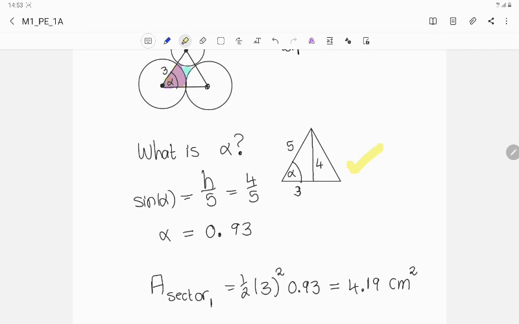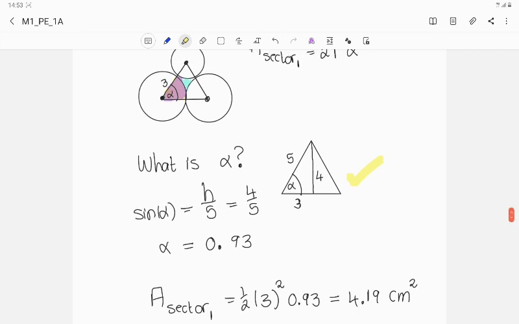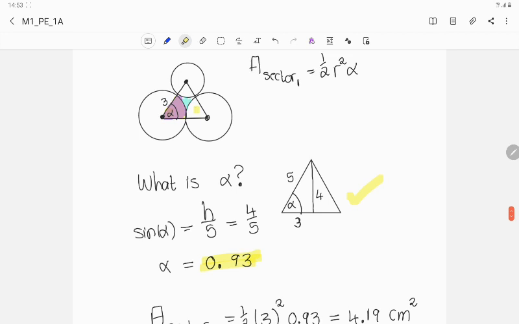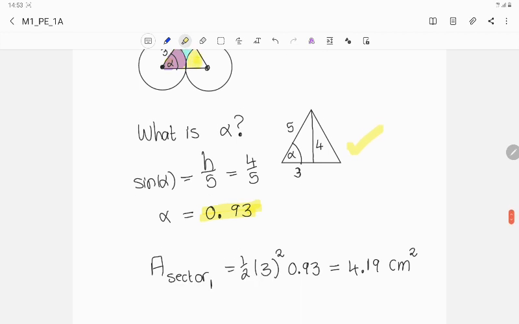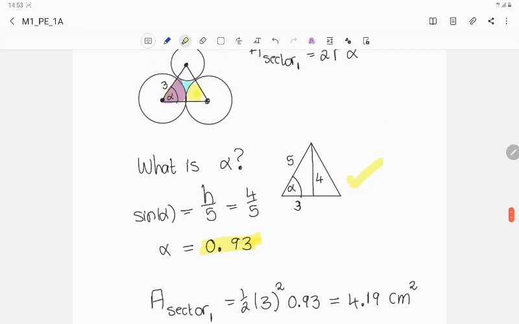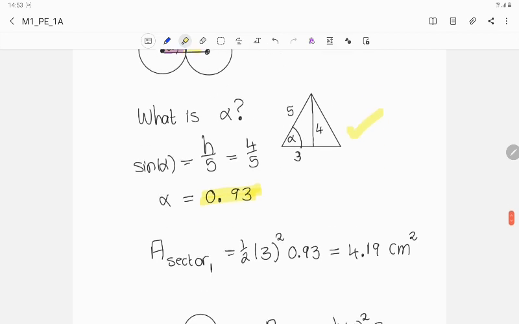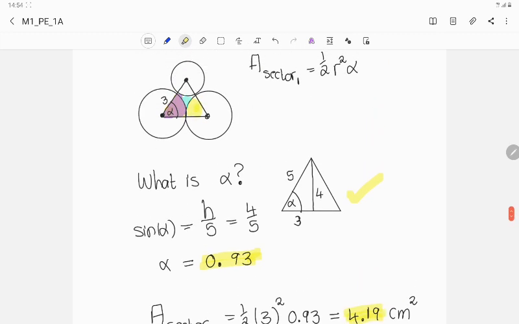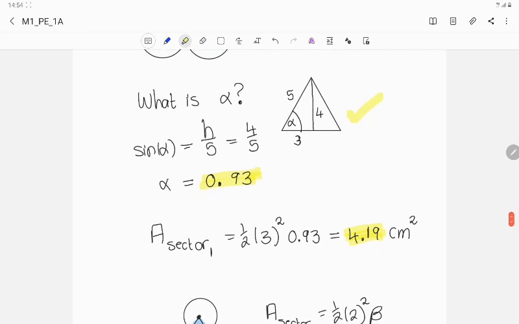So what is sine of alpha? Well, it is my h over 5, 4 over 5, 0.93. There you go. So now I know what alpha is. Of course, that goes for the other triangle as well. This will also have alpha, so those two will be the same. And if I calculate the purple area of that one sector there, it is half r squared theta. I calculate that area to be 4.19. Of course, the yellow area will also be 4.19.